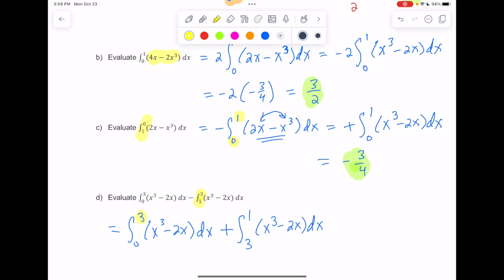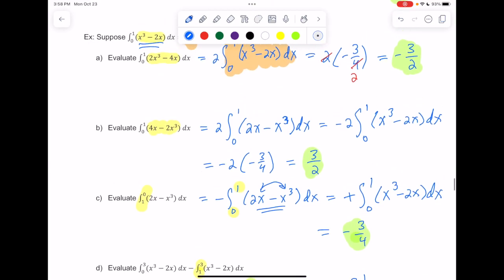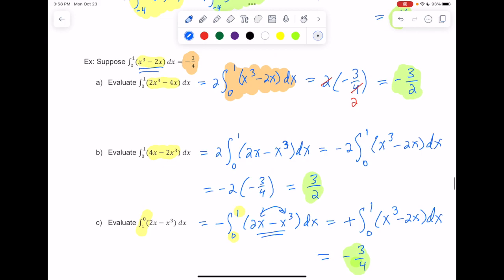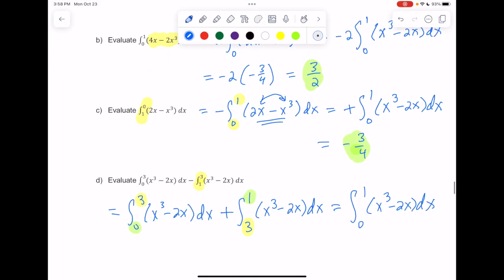We have the upper limit here matches the lower limit there. When that happens, you can make this and this your new upper and lower limits and just have it be a single integral. So this would go from 0 to 1 now of x cubed minus 2x dx, which is, is that the one they gave us? The one they gave us was x cubed minus 2x. That's a match. So what was the answer up there? Negative 3/4. So that's the answer down here as well, negative 3/4.